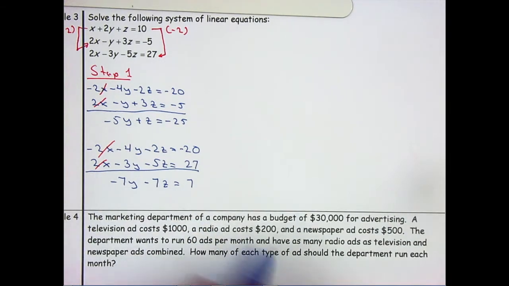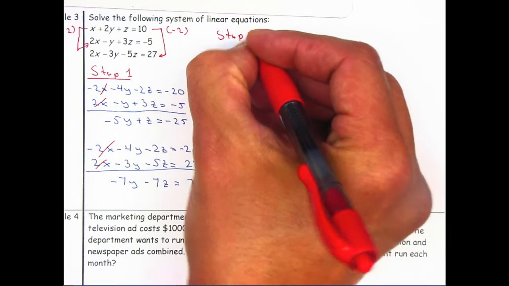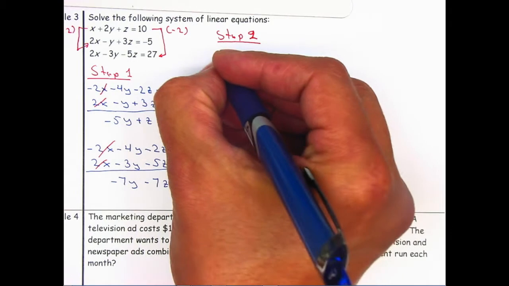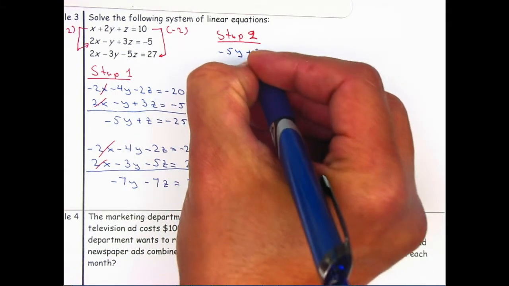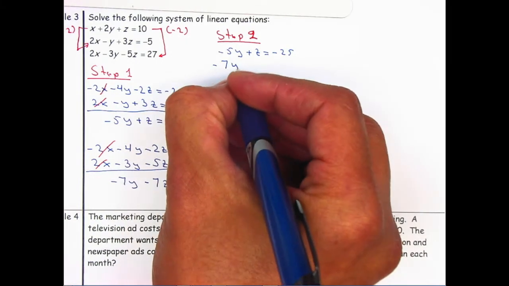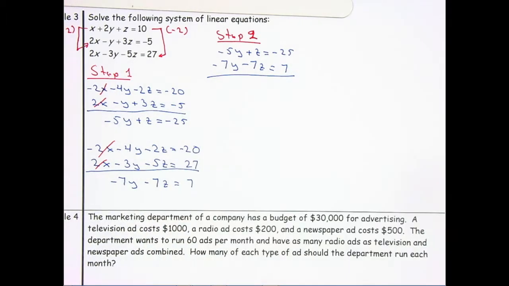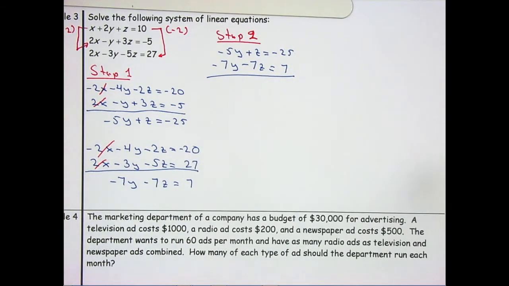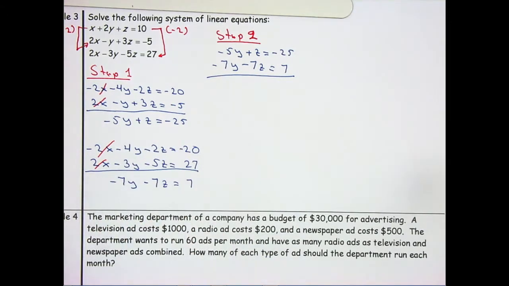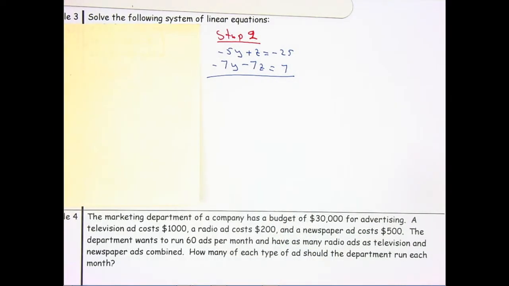Lucky 7s. Step 2. So once we cancel the x's twice, we're going to get those two equations that we ended up with: -5y plus z is equal to -25, and -7y minus 7z is equal to 7. I'm going to cover this up. Let's see. Double check that I rewrote it correctly. You don't want to make any mistakes. I'm going to cover this up, and now we have a problem just like we had before.